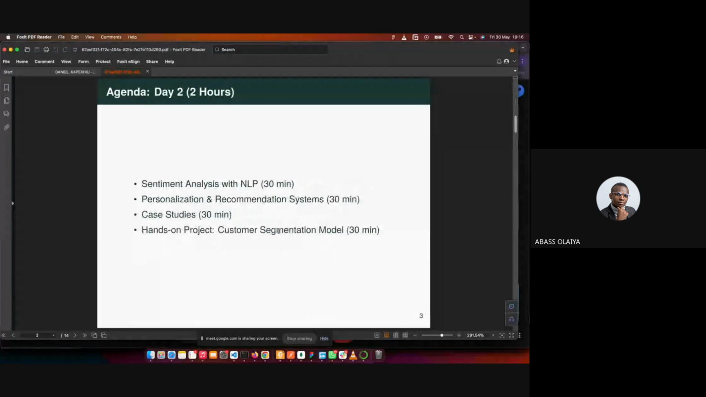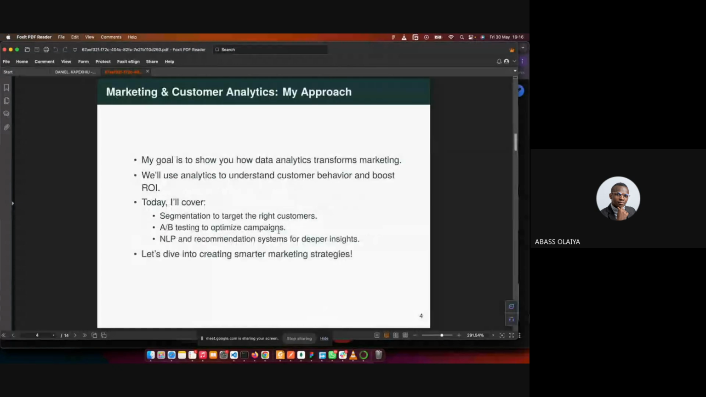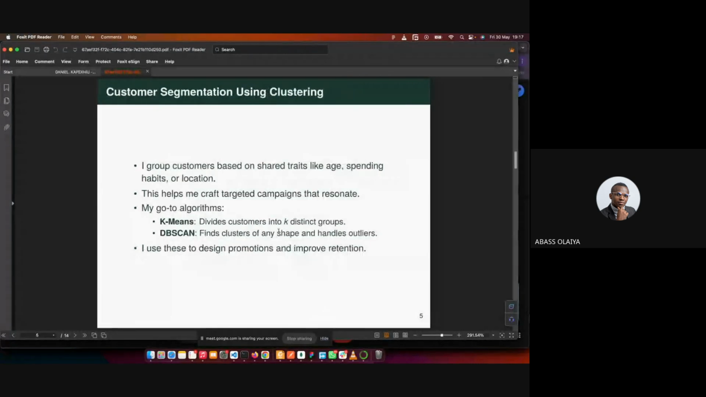Then tomorrow we are going to do sentiment analysis and NLP, personalization and recommendation systems, case studies, hands-on projects, and customer segmentation models. So my goal today is to show you how data analytics transforms marketing, how you can use it to boost your return on investment. We're going to cover segmentation of targets, to target the right customers, A/B testing to optimize campaigns, and NLP and recommendation systems for deeper insight. Let's dive straight in. So now, I group the customer base sharing traits like age.